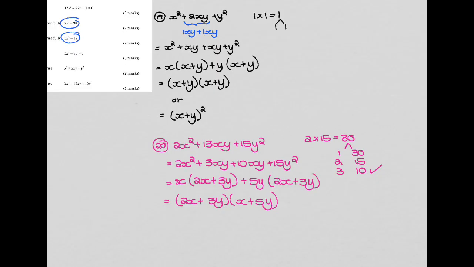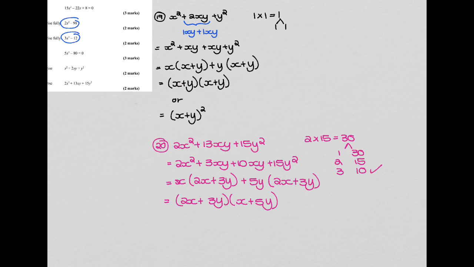Here are the solutions to 19 and 20. 19 is actually a little trickier because this 1 makes you think that it should be doing more, but 1 is just 1 times 1. And then the 2xy gets split into 1xy and 1xy. And what happens is you end up with 2 brackets that are identical, so you can write it one of these 2 ways.